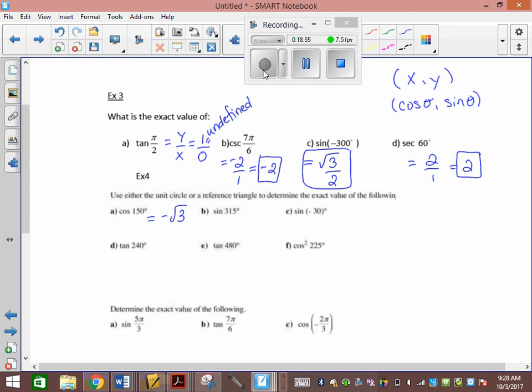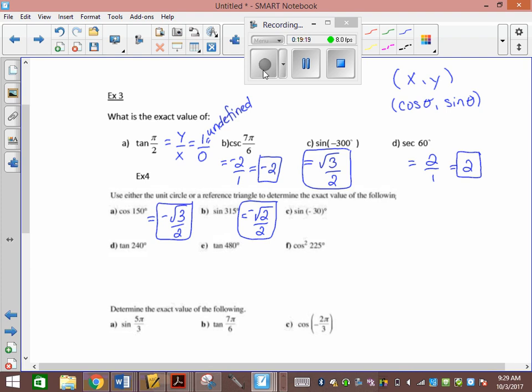Yeah. Because it's a 30-degree reference angle, and all the 30-degree reference angles have cos of negative root 3 over 2. Okay, sine of 315 is the y. So it's negative root 2 over 2 because it's in quadrant 4. Sine of negative 30.